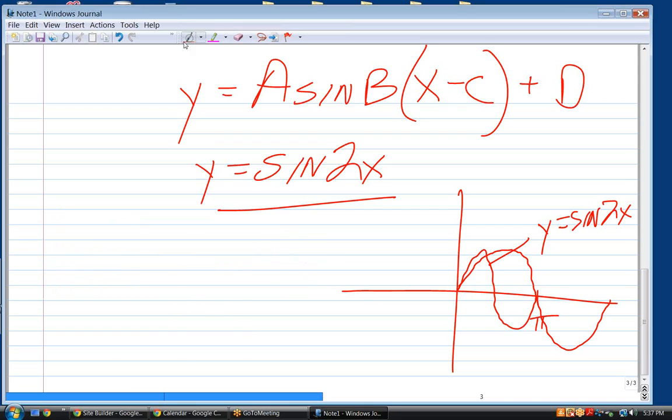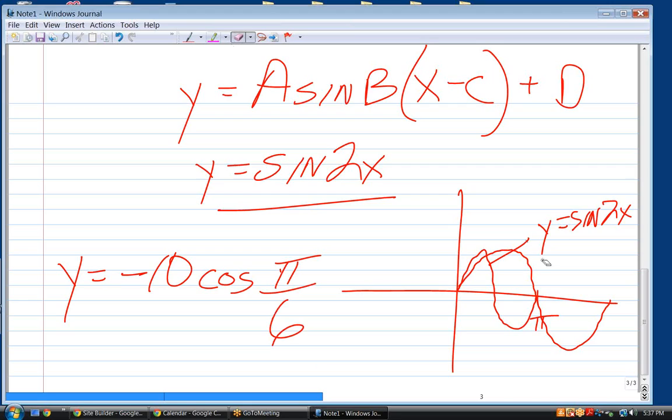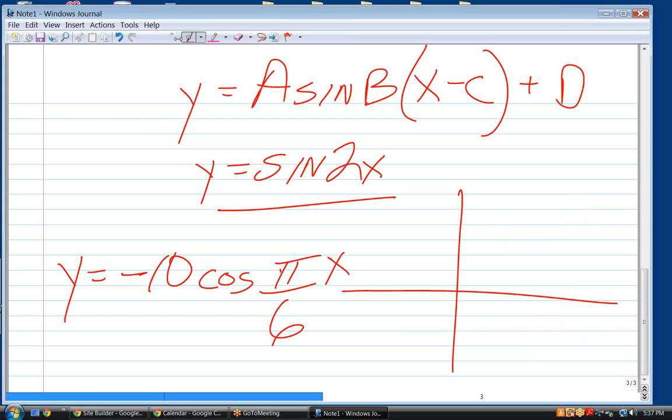So the one you just gave me, you said y equals minus 10 cosine of pi over 6... pi over 6x, excuse me. Okay, so if we go to graph that, what's A and what's B? A is going to be negative 10. B is pi over 6.